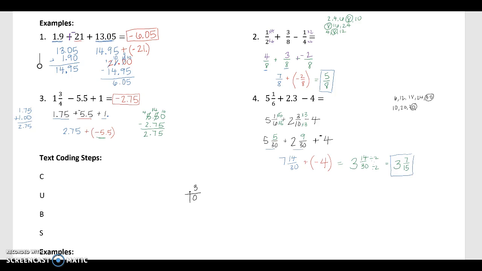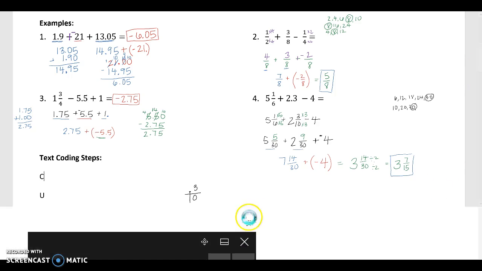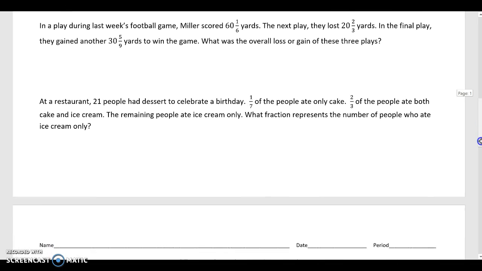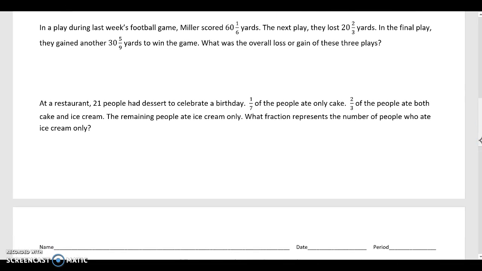All right. So now that we have those practice problems done, let's take a look at some word problems. I know that's somewhere where sometimes we struggle. All right, it says, in a play during last week's football game, Miller scored 60 and 1/6 yards. The next play, they lost 20 and 2/3 yards. In the final play, they gained another 30 and 5/9 yards to win the game. What was the overall loss or gain?